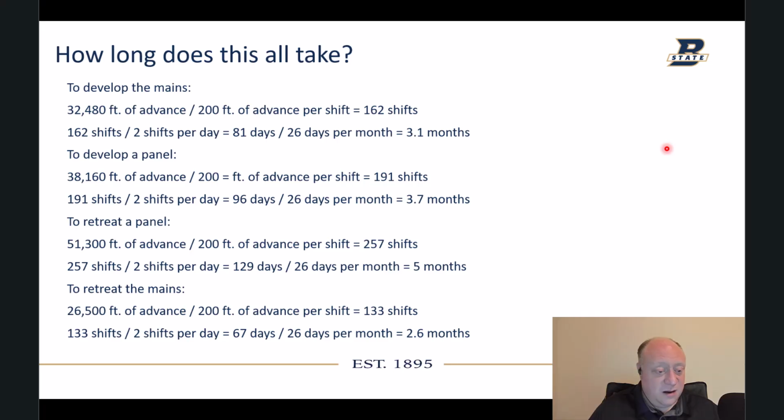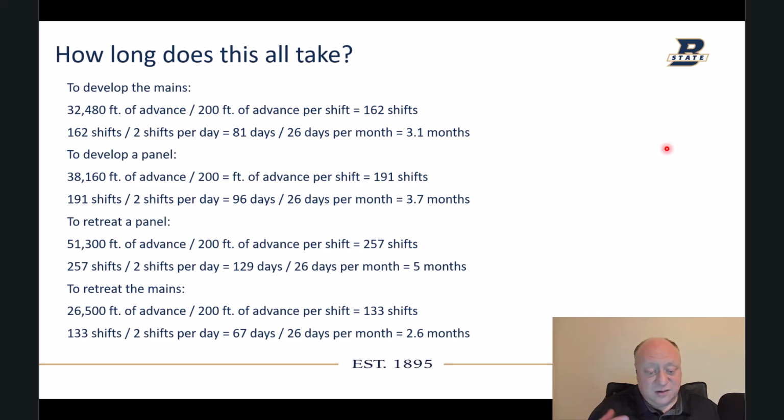Okay? To retreat mine a panel, 51,300 feet is what's contained within all those pillars, plus the slab cut. That's 257 shifts, which is 129 days or about 5 months. So it's taking us longer to retreat the panel than it does to mine it. That's a good thing, right? The more you can mine without having to put bolts in, better off you'll be.